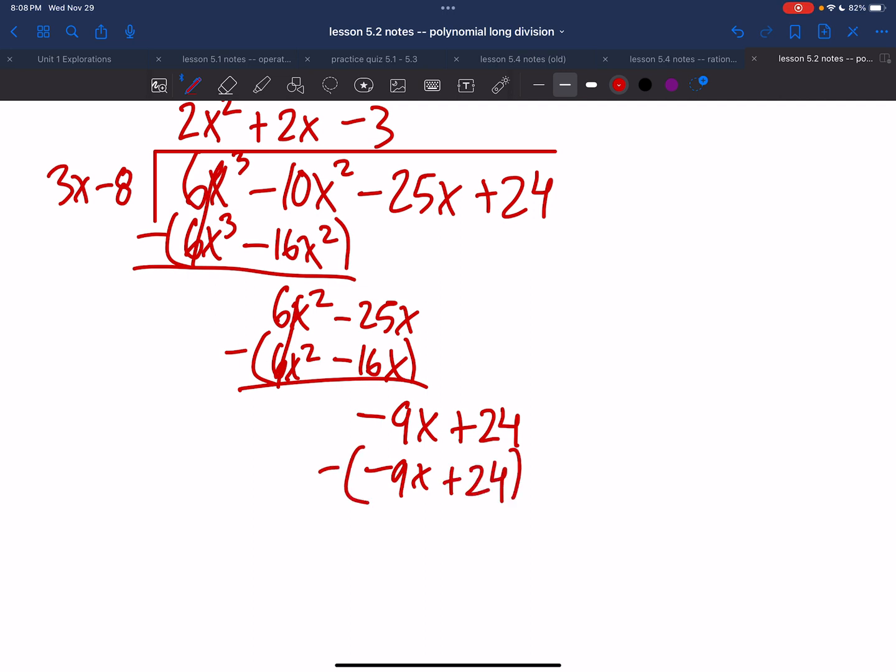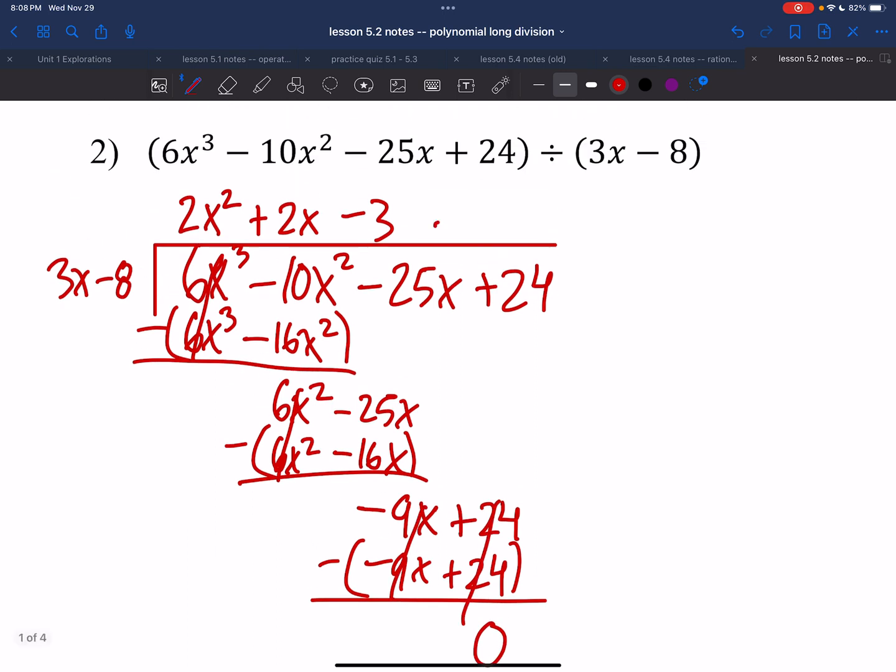And oh my gosh, look at that. Those both cancel. I have 0. The remainder is 0. So conclusion, 3x minus 8 is a factor.